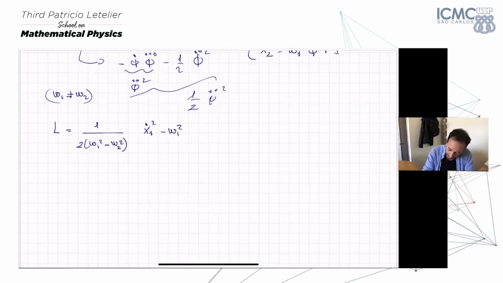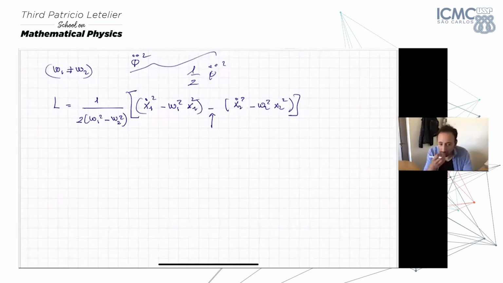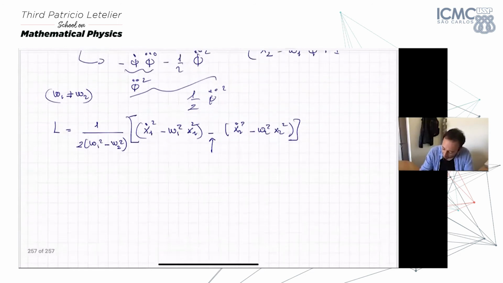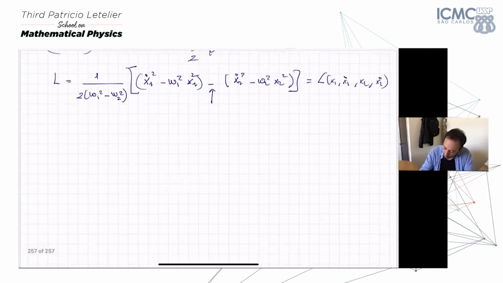And we get this minus x2 squared minus omega 2 squared x2 squared. Here I forgot a squared. Okay. So of course, this minus sign will always appear in some places, which tells us that some problem will appear. Okay, we have a simple theory with 4 variables, x1, x1 dot, x2, x2 dot. I know exactly how to deal with this theory.